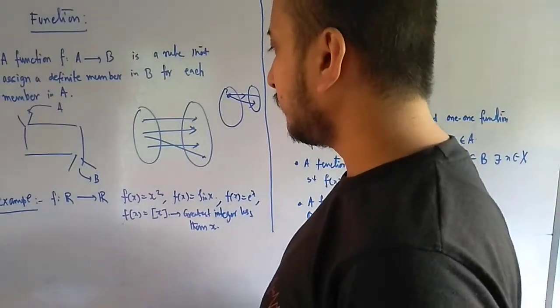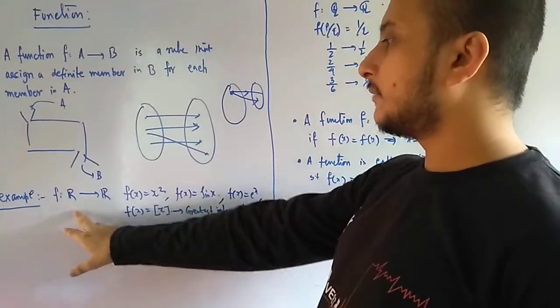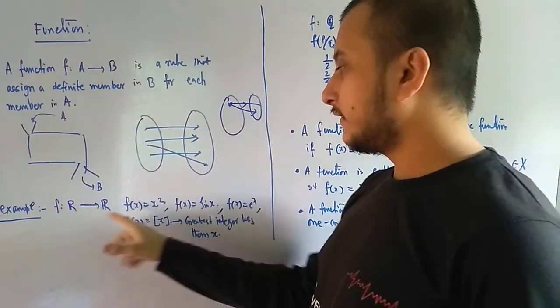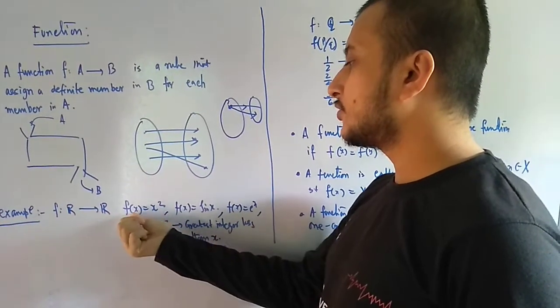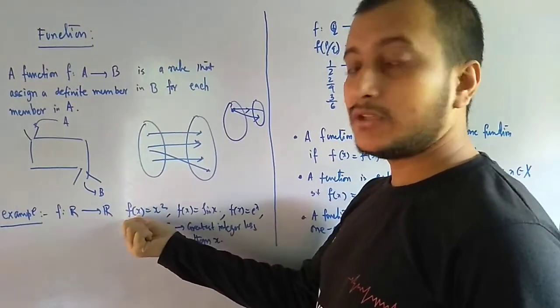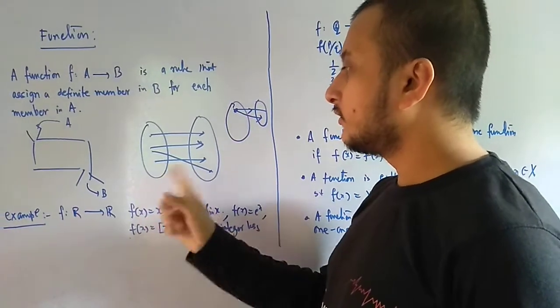Then we see some examples of a function from R to R. f(x) = x squared is a function. If you put 1, you get 1. If you put 2, you get 4. If you put minus 1, then you get plus 1. So this case is allowed.